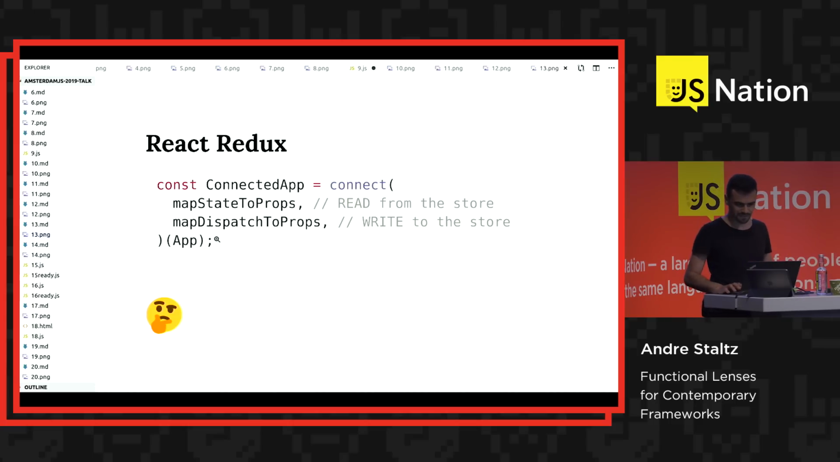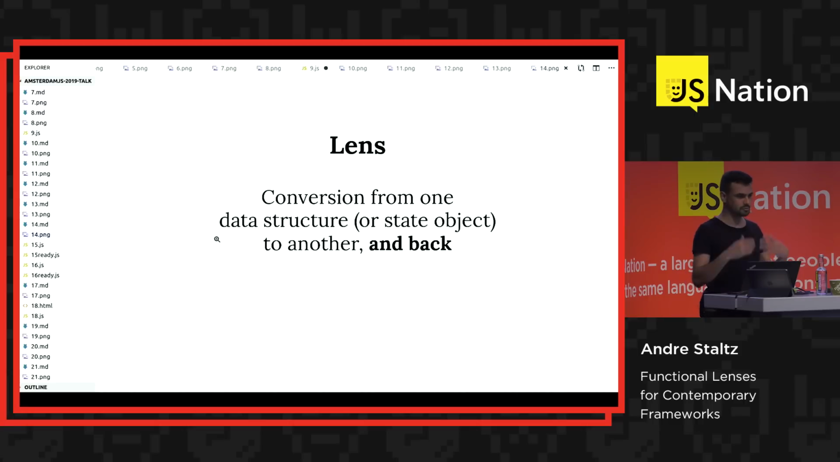Okay, so what is a lens then? A lens is a special type of profunctor. It's a way of converting a state object from your store to another state object, but also back. That's essentially the use case for lenses in JavaScript. I can show an example.